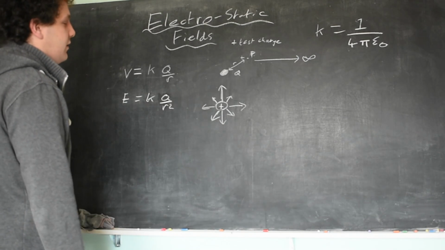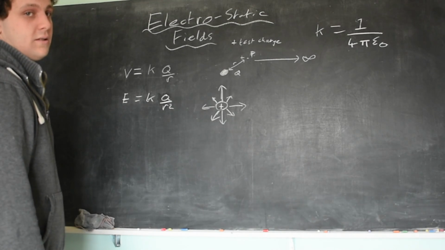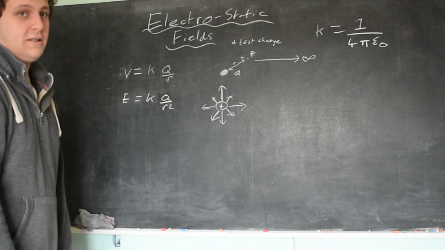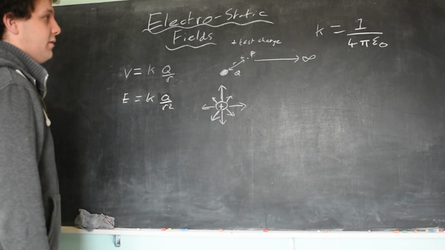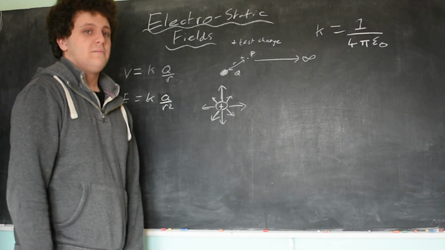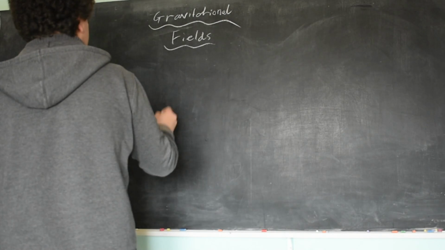So that's all you really need to know. You don't really need to define what epsilon naught is. Epsilon naught is 8.854 times 10 to the minus 12, the permeability of free space. Or permittivity, one of the two.